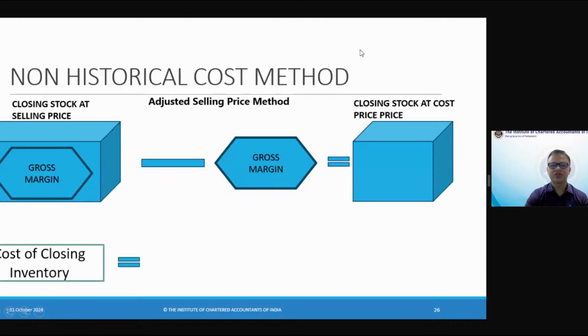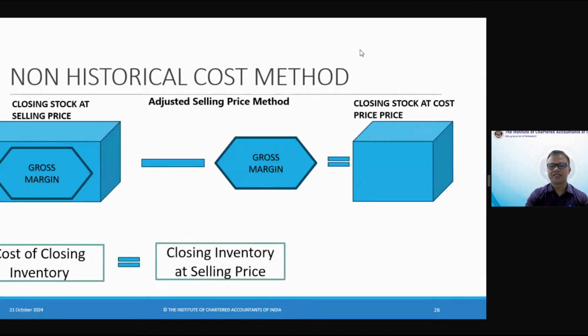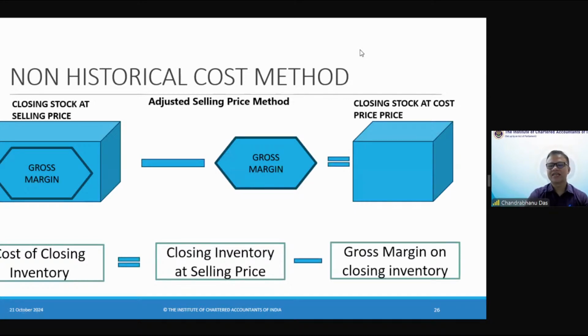So what is the formula you use? For the cost of closing inventory, you take the closing inventory at the selling price and subtract the gross margin on this closing inventory. When I subtract the gross margin on the closing inventory, I get the cost of closing inventory. So this is the way they use the adjusted selling price method to value the goods instead of a historical cost method.